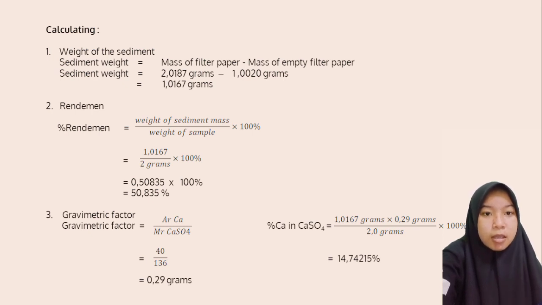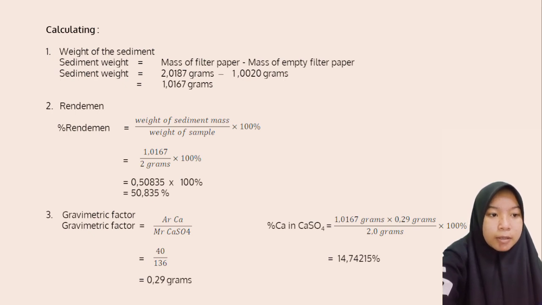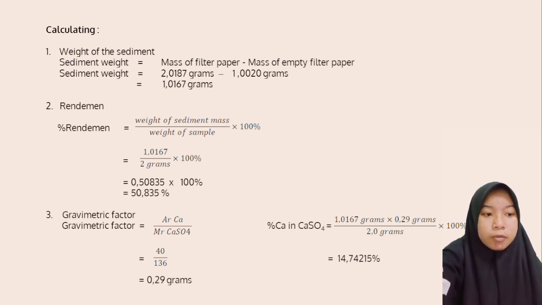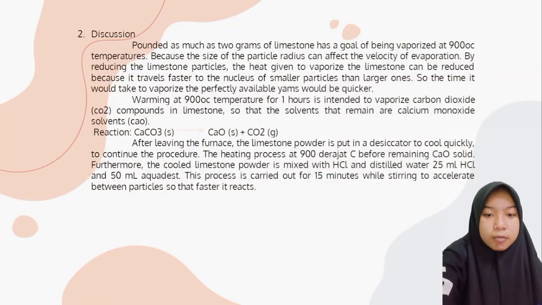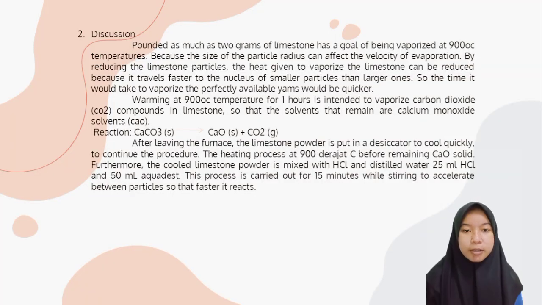And percent calcium in calcium sulfate equals 1.0167 grams multiplied by 0.29 grams divided by 2.0 grams multiplied by 100%, and equals 40.74 to 50%.